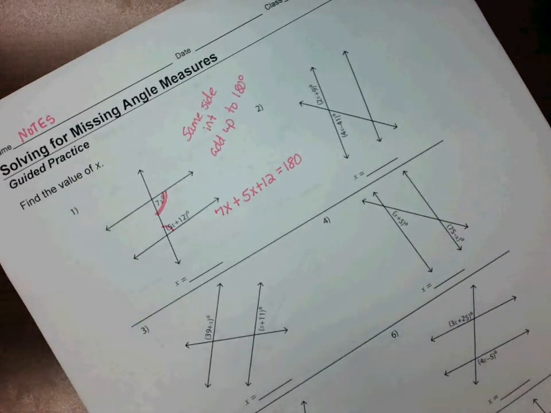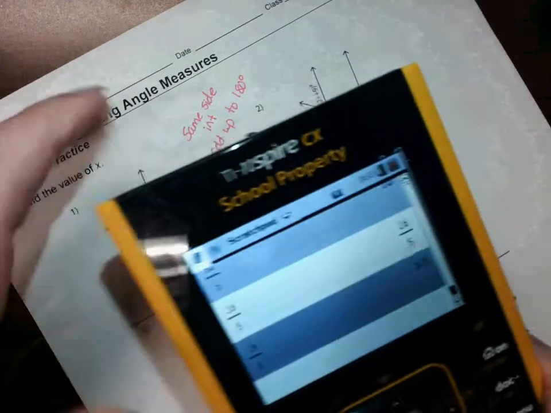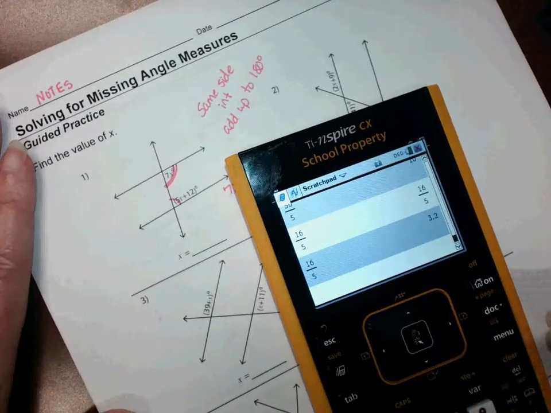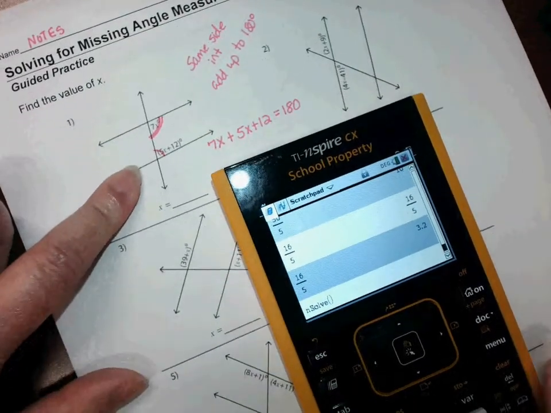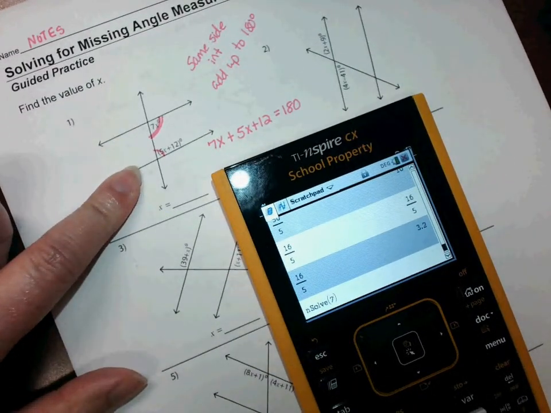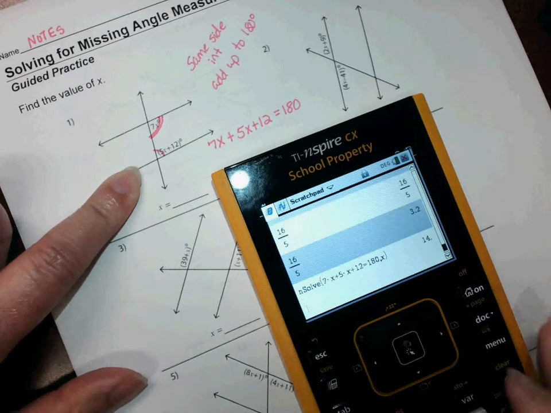And then you can either solve it by hand or you can use your calculator and you can do menu 3-1. Menu 3-1, and I'm going to type in what I've written here. 7x plus 5x plus 12 has to equal 180 degrees. And then you do comma x, and it'll tell you that x equals 14.